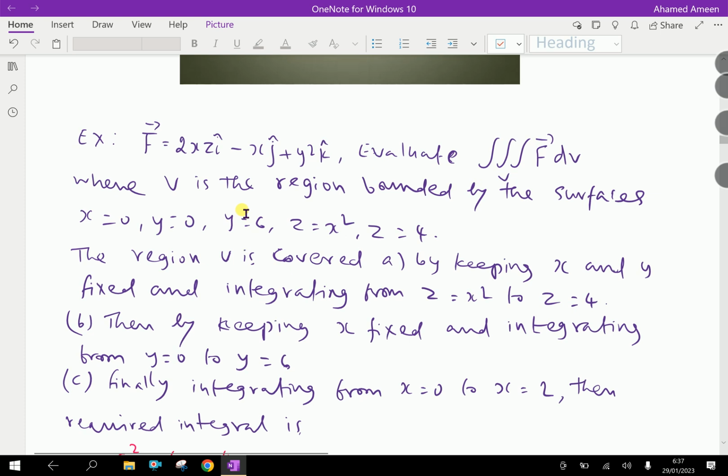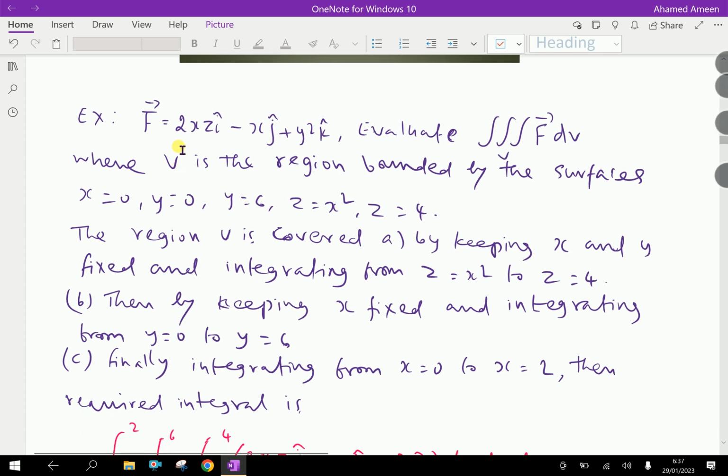Let us look at an example. F vector is 2xz i vector minus x j vector plus y squared k vector. Evaluate the triple integral over V of F vector dV, where V is the region bounded by the surfaces x equals 0, y equals 0, y equals 6, z equals x squared, z equals 4. These are the limits of x, y, z.